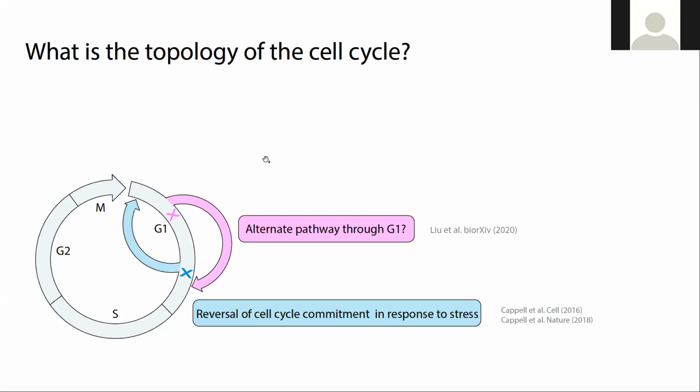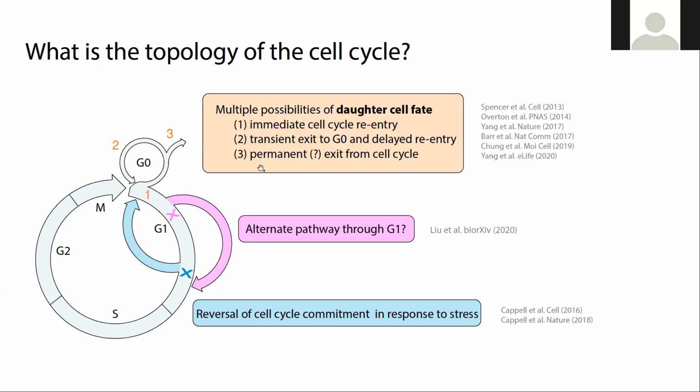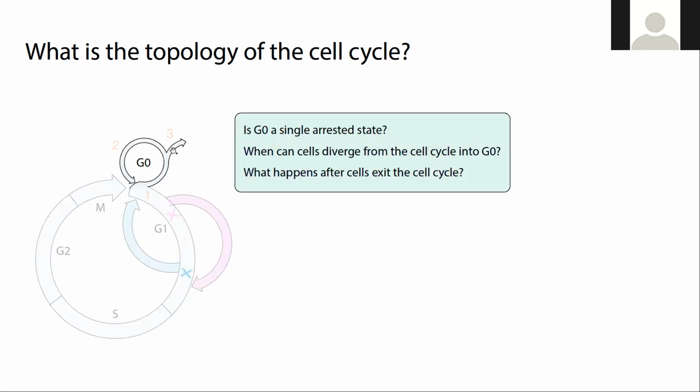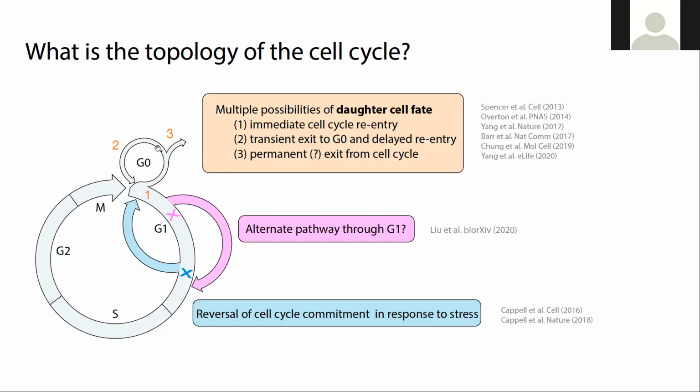And perhaps the most established example of cells taking different routes through the cell cycle is the fate decision of daughter cells immediately following mitosis. A very nice series of papers using a suite of cell cycle biosensors has demonstrated that following mitosis, daughter cells can either immediately re-enter the cell cycle, they can temporarily exit the cell cycle into a state of arrest, and then come back after some variable amount of time, or they can permanently exit the cell cycle.